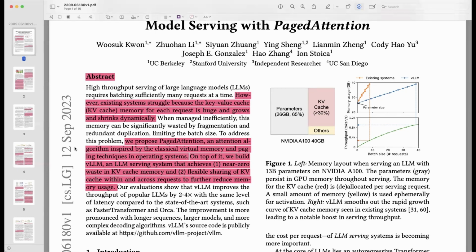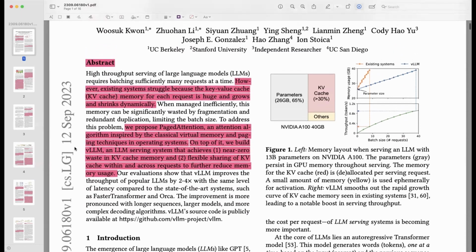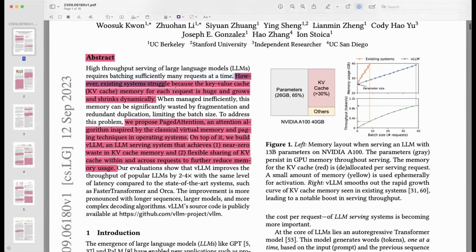We can go through the abstract first, and then jump over the pieces which many of you already know, and talk about the relevant stuff. High throughput serving of large language models requires batching sufficiently many requests at a time. This is not new. It's true for training, it's true for inference. GPUs are designed for handling large batches. So if you want to use your GPU efficiently and get return on investment for the GPU cost, you want to batch as many requests together as possible.